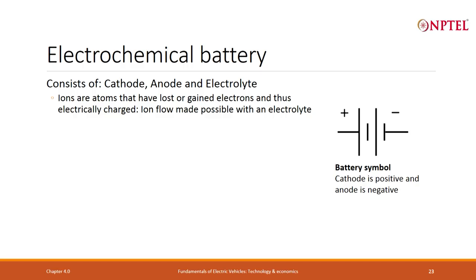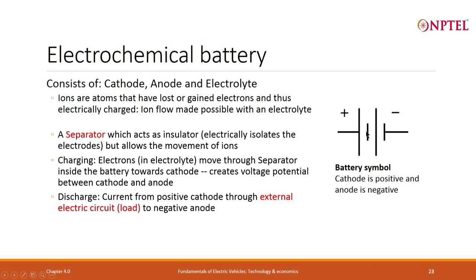Look a little bit more at a battery. It consists of three elements: cathode, anode, and electrolyte in between. Cathode is positive, anode is negative, and there is electrolyte. Ions are atoms that have lost or gained electrons. These are called ions: either one less than in a neutral state, which makes it positively charged, or one more, which makes it negatively charged. And these ions actually flow in the battery.